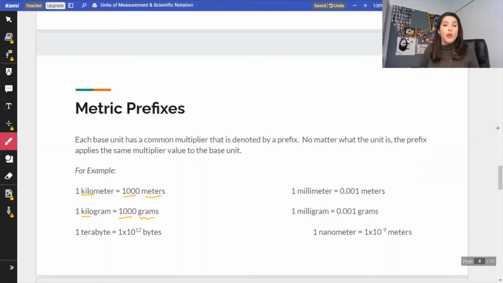We can go on and on with any other. 1 kiloliter is 1,000 liters. 1 kilobyte is 1,000 bytes. And here's another really helpful one. This kilo is one we're going to use all the time. Milli as well. Milli is another prefix that when applied to a base unit, like in this example, meter, tells you a little bit about the multiplier.